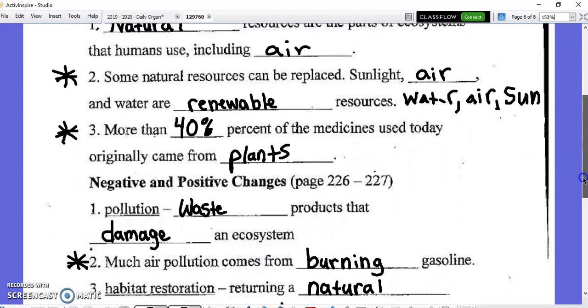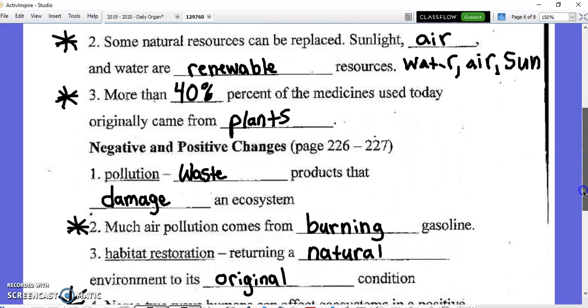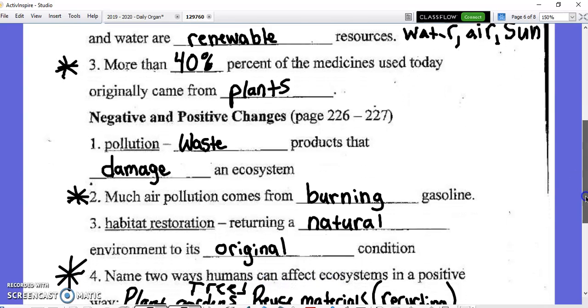However, we also, as humans, have negative impacts and possible opportunities to make positive changes to ecosystems. A negative would be pollution. That's waste products that damage an ecosystem that we're billowing into the air or into the water. Much of the air pollution that humans are causing today comes from gasoline, specifically from burning the gasoline. One way that we can positively change that is called habitat restoration, returning a natural environment to its original condition. However, once you've begun to damage it, it can be difficult to do that.